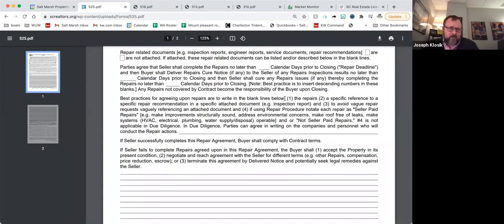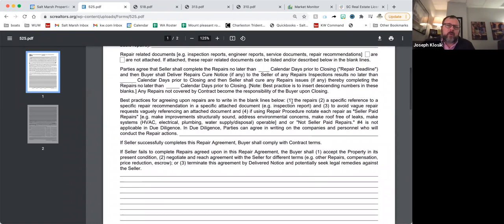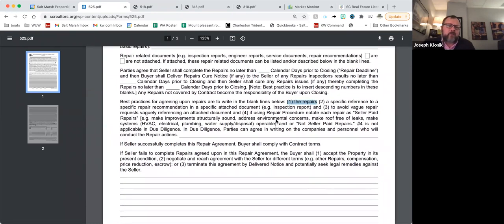Now, here's what I do want to point out. Please do not put "see attached repair inspection" or "see attached summary" with 23 things on there, 19 of which say "recommend further evaluation." I don't like that for two reasons. Number 1, it's vague, and number 2, it's incredibly lazy from a buyer's agent standpoint. So what you want to put is, on the list below, number 1, the repair.